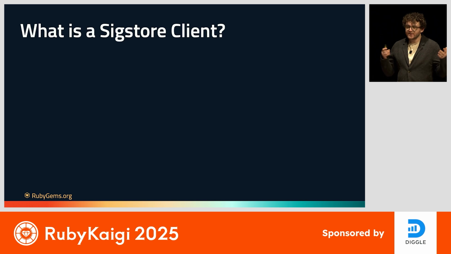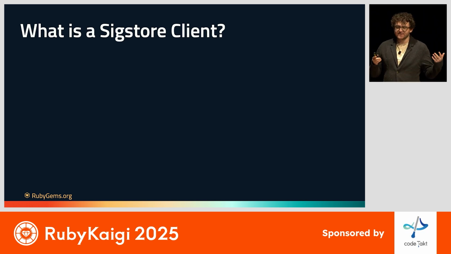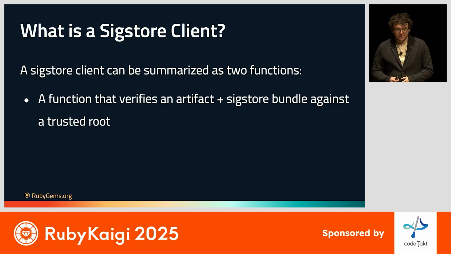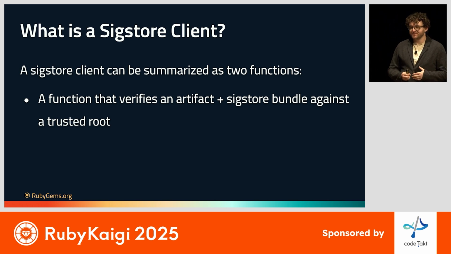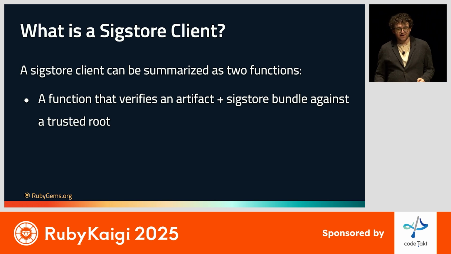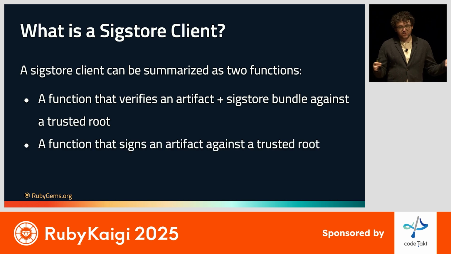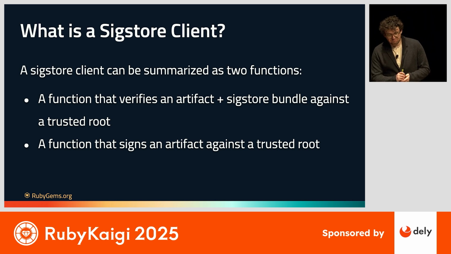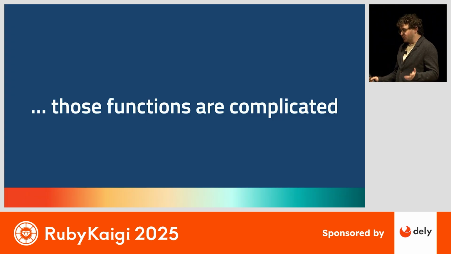So what is a sigstore client? What is it I spent all this time building? It can be summarized as two functions. Function number one verifies that an artifact and a sigstore bundle match against a trusted root. And function number two is cryptographically signing an artifact against a trusted root. Piece of cake, two functions, no challenges here. Okay, fun talk, I'll see you later. Unfortunately, those two functions are complicated.